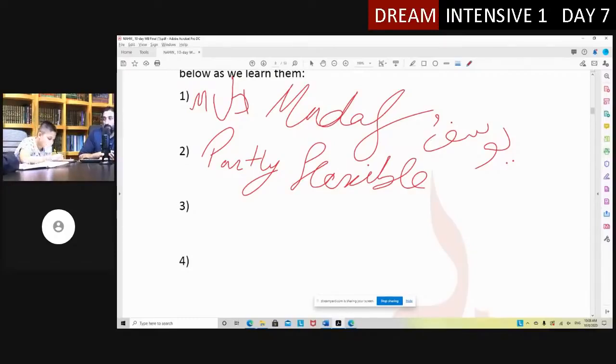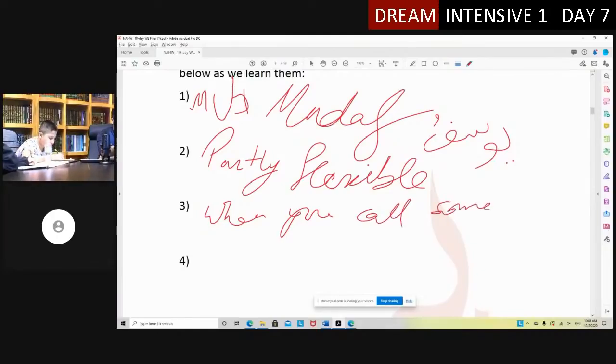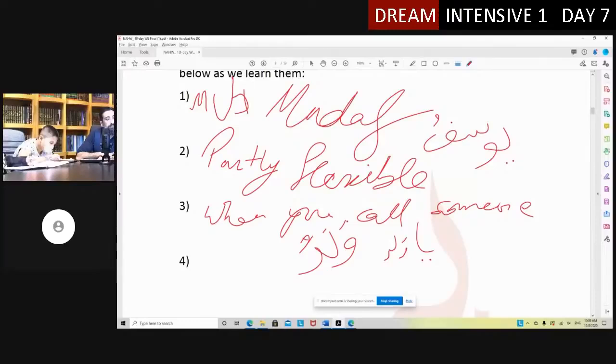Okay, partly flexible. Then the third one is when you call someone. I gotta write it clearer. Waladu. I wish I had an eraser up there too. When you call someone. We didn't do the 4th one yet.